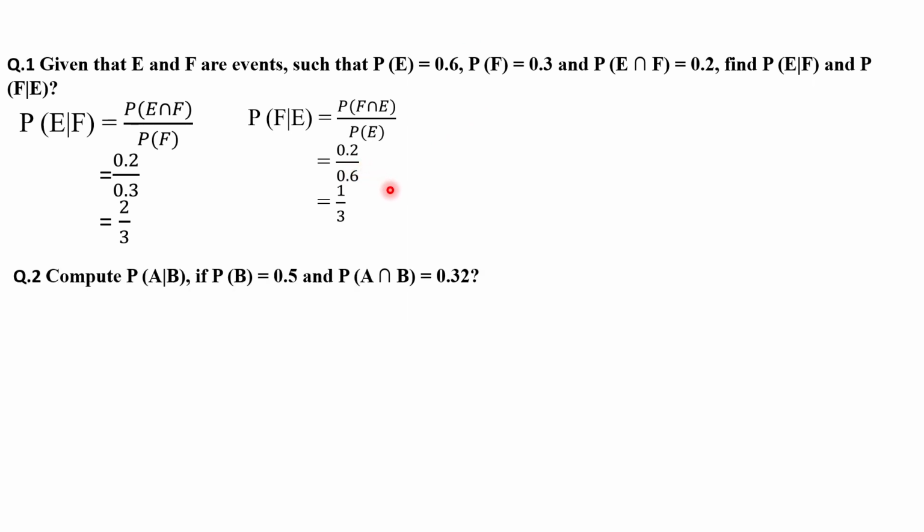Now, the second question. We need to find the probability of A given B when the probability of B is given and the probability of A intersection B is given. So just put the same formula: probability of A given B. See, B is in the denominator because B is given. So you just need to put the values and you will get the answer.